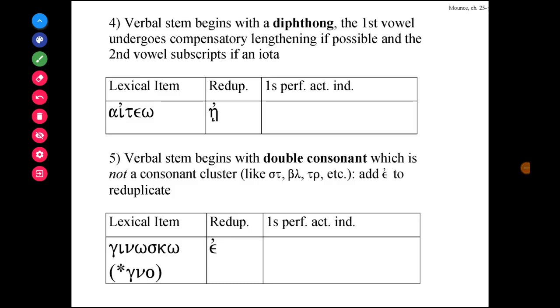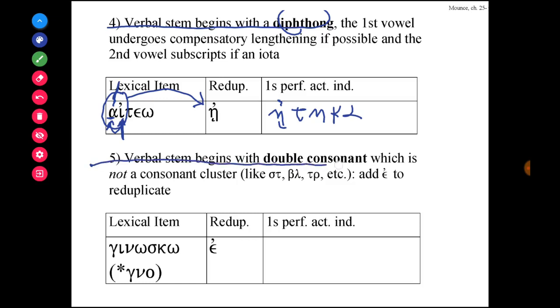If I have a verbal stem that begins with a diphthong, and especially if the second diphthong is an iota, then I will want to make the first letter long and have the iota subscript if it can. So aiteo, I ask, the AI diphthong reduplicates to an alpha iota subscript. So the alpha goes long and the iota subscripts underneath. So ateka is I have asked.